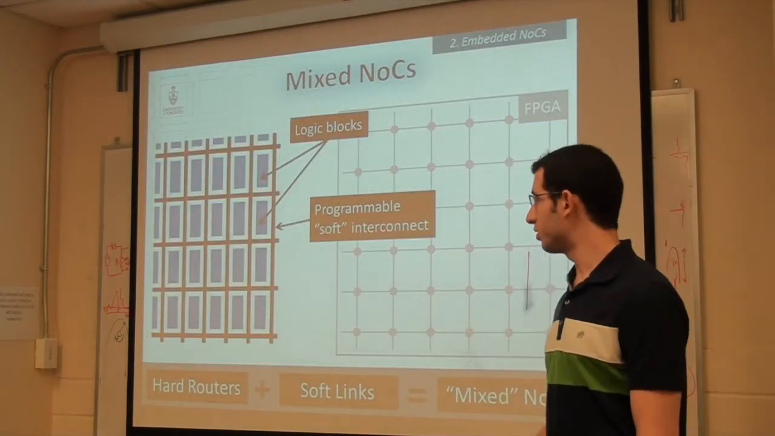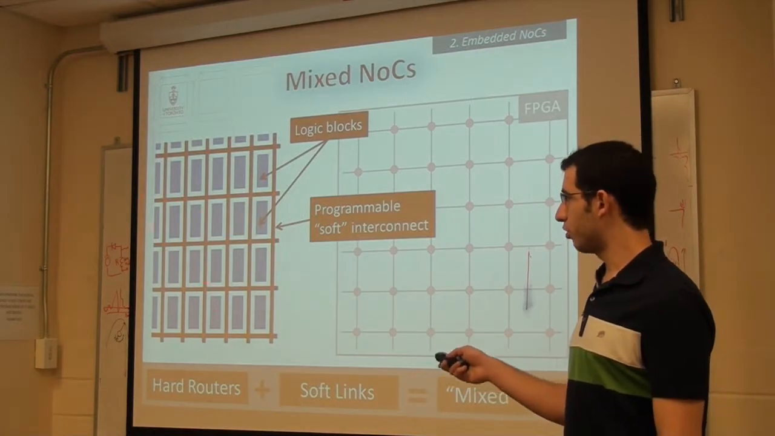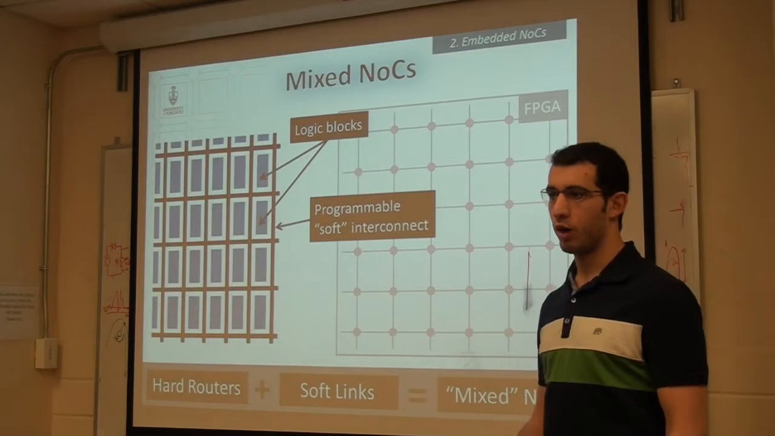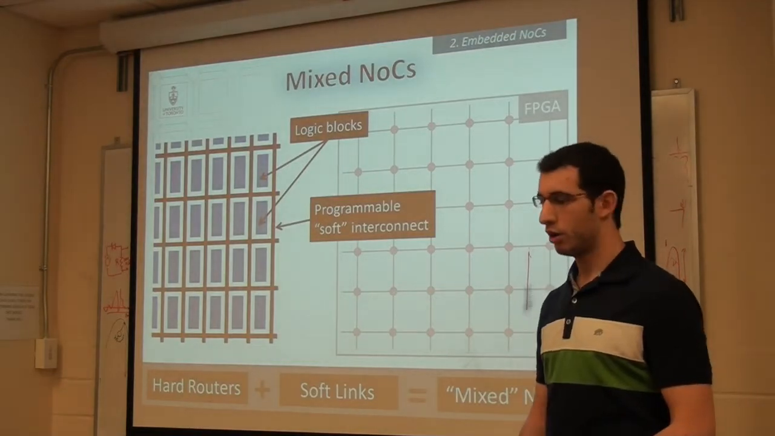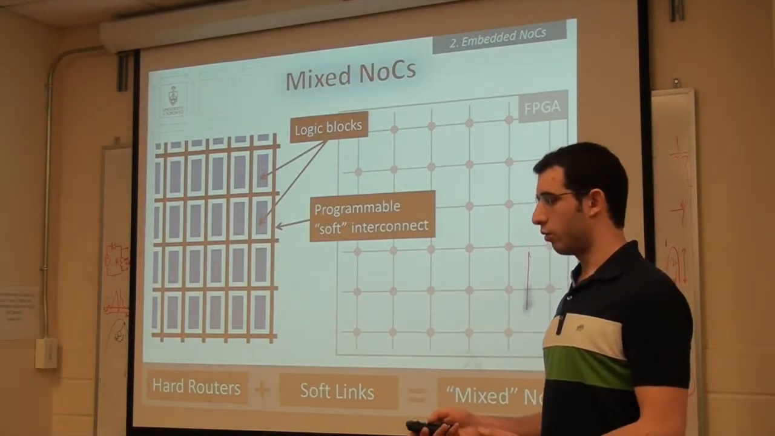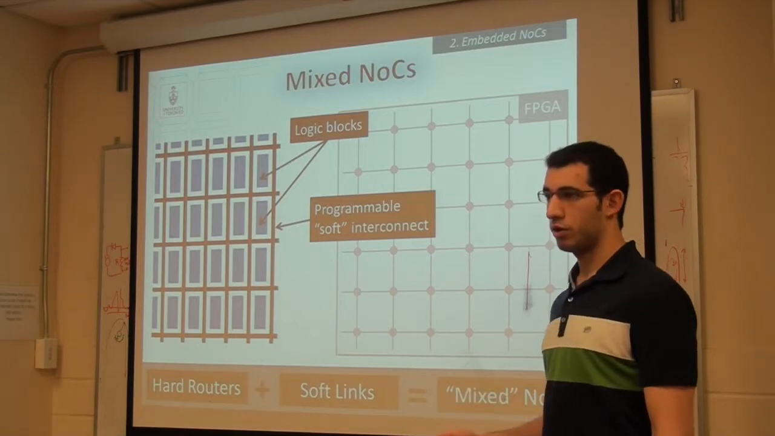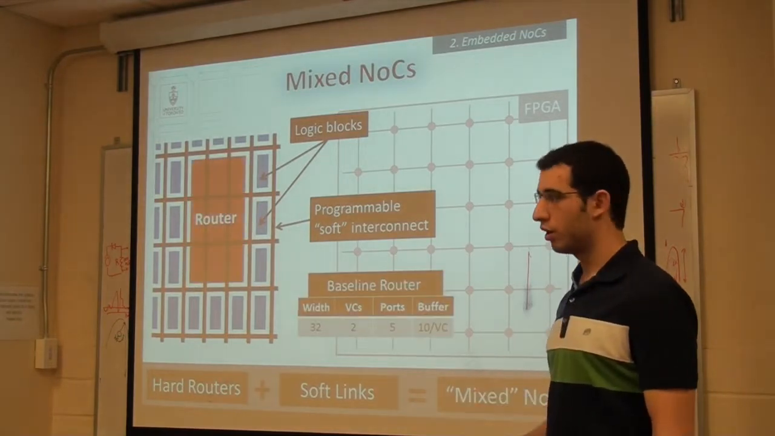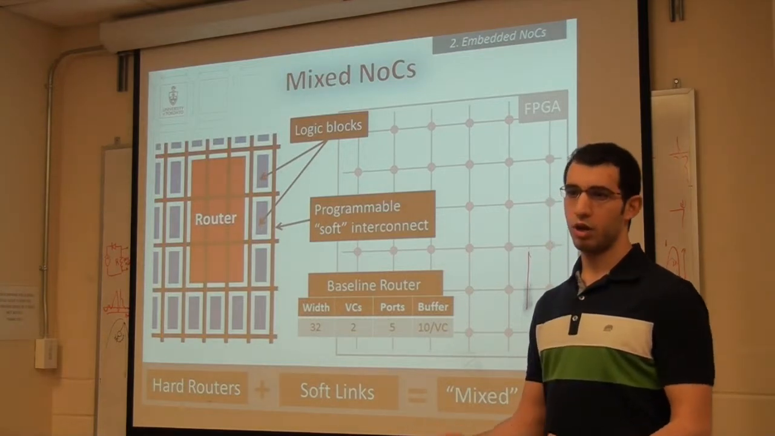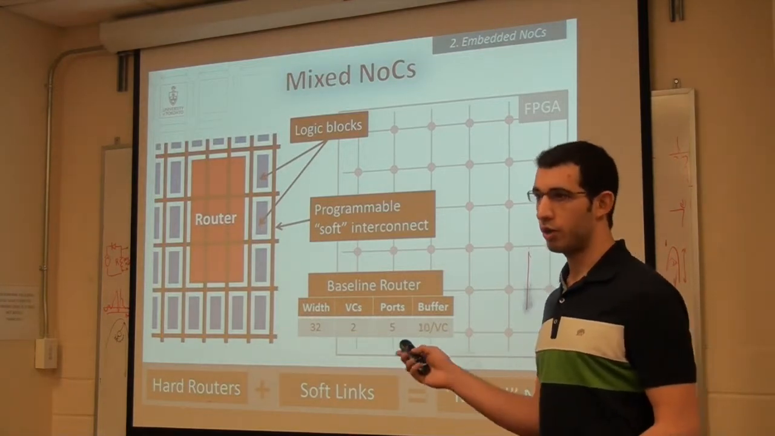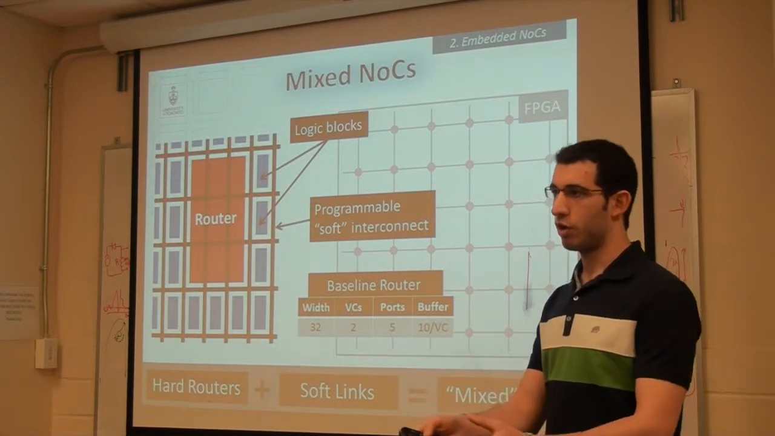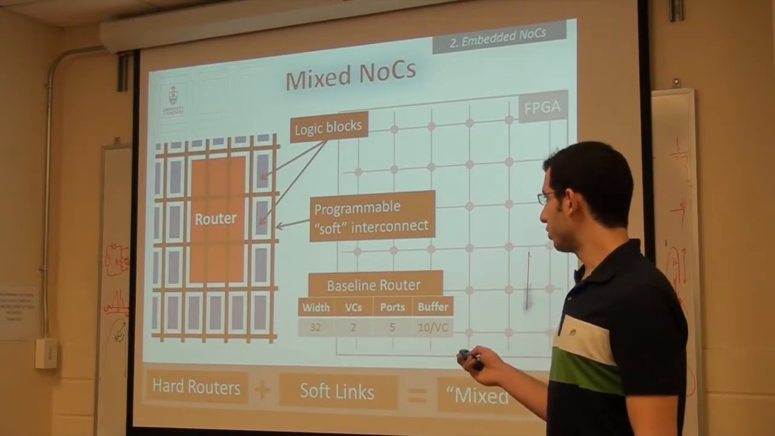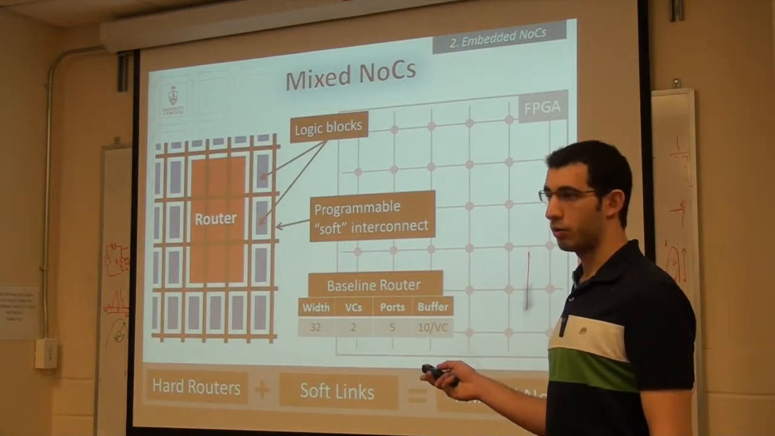Okay, so first the mixed NoC. Here is part of an FPGA, so we have logic blocks, and it's surrounded by this programmable interconnect that we have right now. Now mixed NoCs have hard routers, right? So when we embedded one of those hard routers with these baseline parameters, it took the area equivalent to 9 logic blocks. So we removed 9 logic blocks from the FPGA, and we put a hard router instead with these parameters. And remember, we're still using the soft interconnect to connect that router.